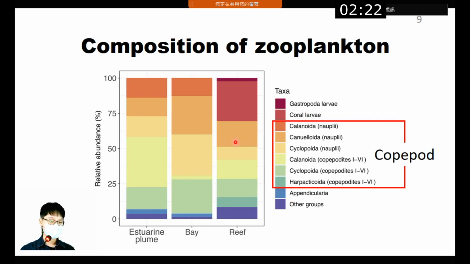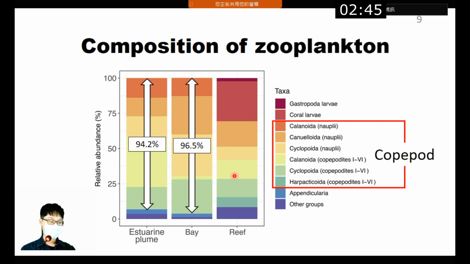Now, this is the composition of zooplankton. We first look at the legend. There are so many species up there, but the 6 species over there we can summarize as copepods because they are under the same order. So we have 94.2% of copepods in estuarine plume and 96.5% of copepods in Bay Area. And we have 28.3% of coral larvae in the reef area.